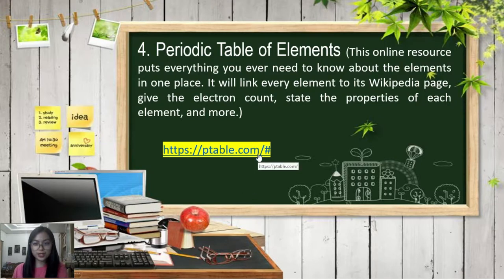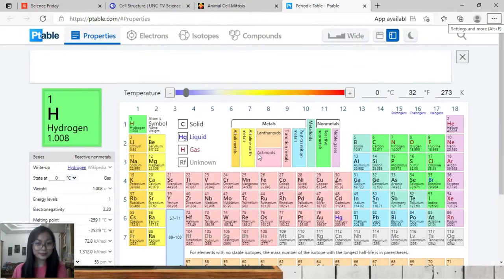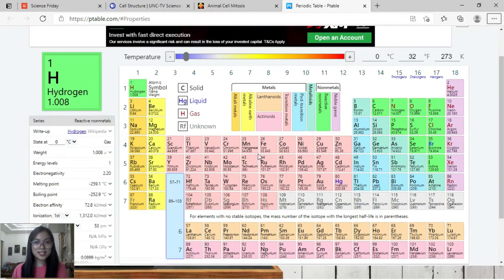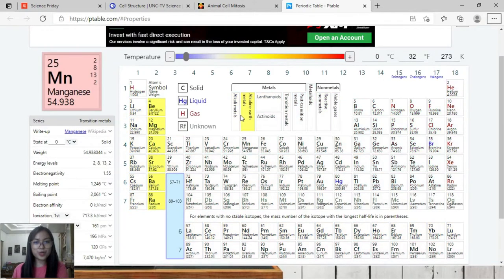So if we try to open the link, this is what you can see in the link. So if we want to see all the alkali metals, you can show it to your students, right? So it's very easy, and of course, it's very nice. Alkaline earth metals, lanthanoids, actinoids, of course the transition metals, post-transition, noble gases, reactive nonmetals.